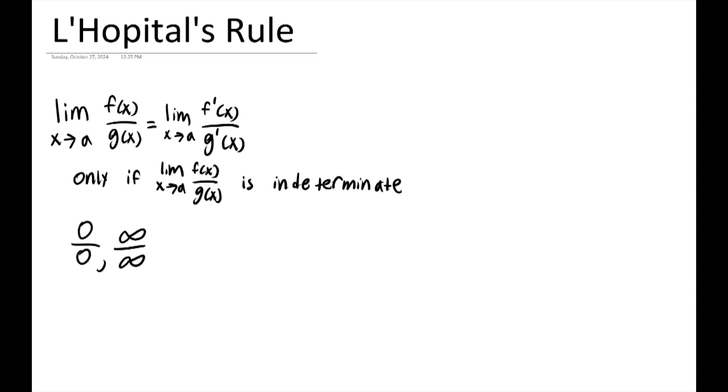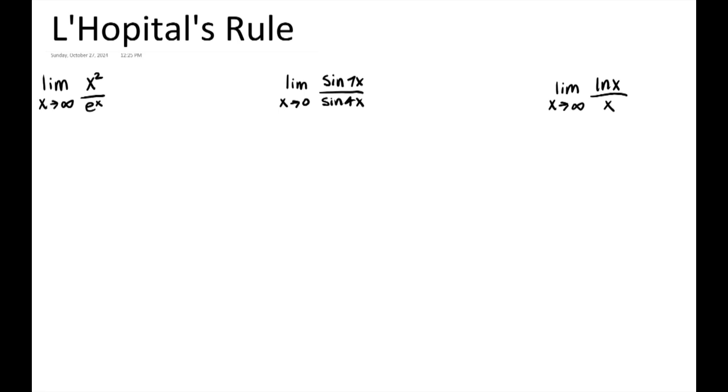For example, if the limit of x approaching a of f prime of x over g prime of x is also equal to an indeterminate form, you can also find the second derivative, and you can differentiate again as many times as you need to, as long as it's equal to an indeterminate form. Let's work through a couple of practice problems.